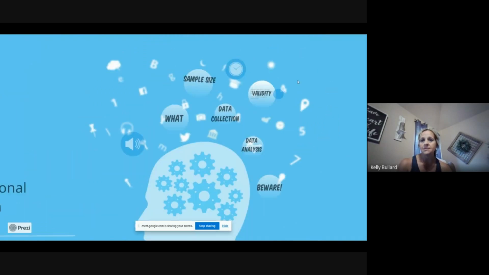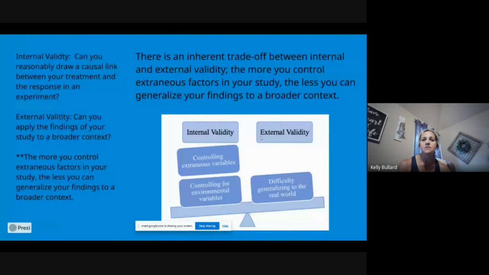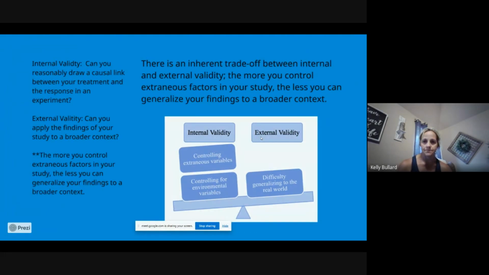And for validity, there's a low internal validity, but high external validity because nothing is being manipulated or controlled. It's likely to reflect real world relationships. So as you see on the balance, there's a trade-off between internal and external validity. The more you control the extraneous factors in your study, the less you can generalize your findings to a broader context.